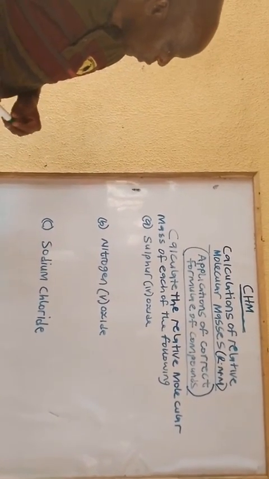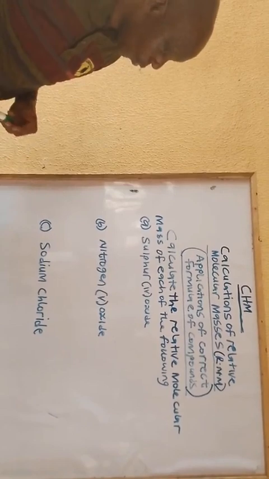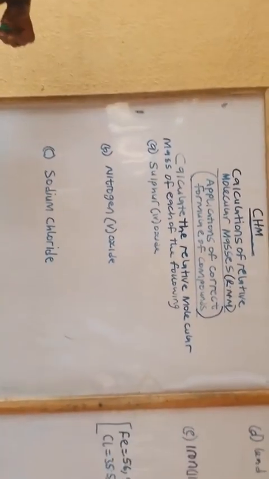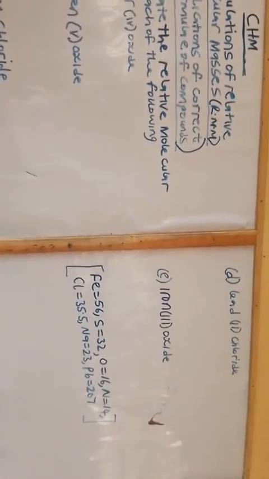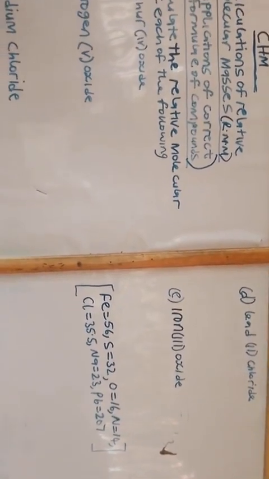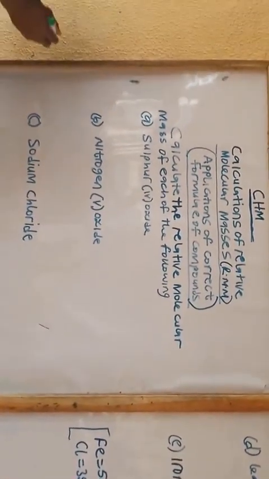For the first one, sulfur 4 oxide. Second one, nitrogen 5 oxide. Third one, sodium chloride. Fourth one, lead 2 chloride. The fifth one, iron 3 oxide. So let's start with the first one without wasting any time.